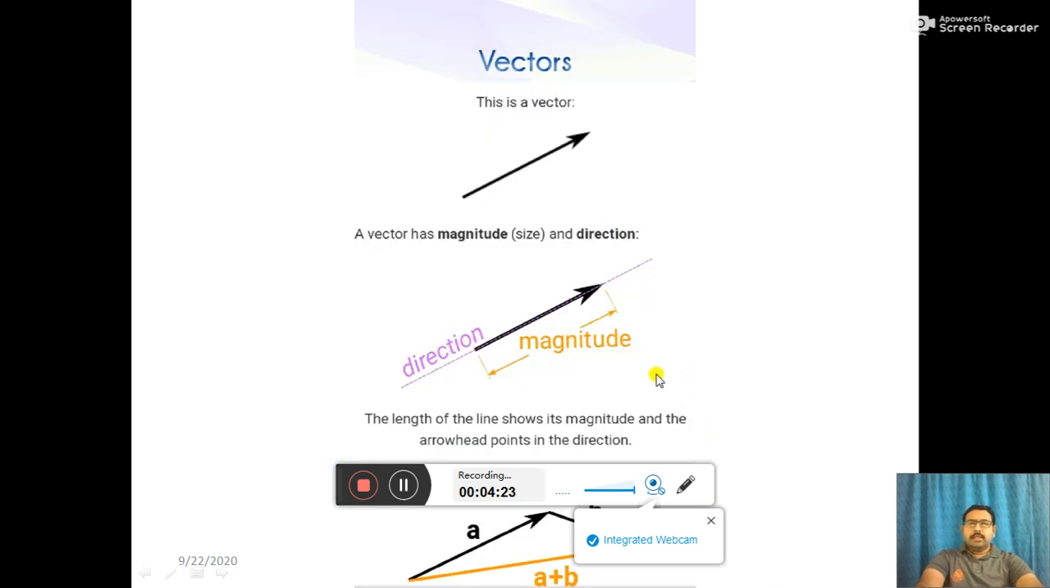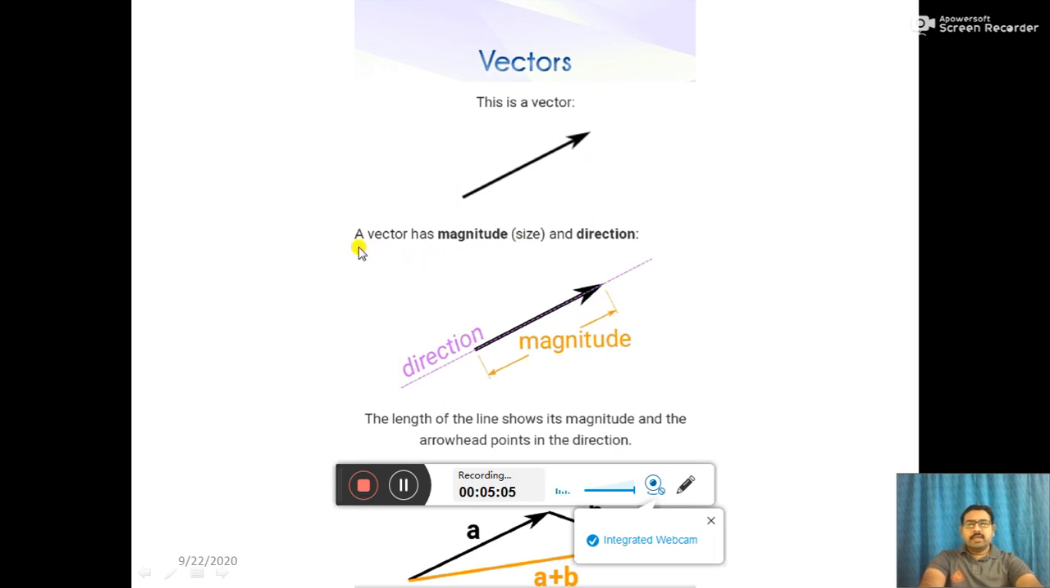Then vectors: the graphical representation is given here. A vector looks like an arrow mark. It mainly has two parts. The cap-like structure is known as the head of the vector, and the back side is known as the tail of the vector. The head of a vector is helpful to find the direction, in which direction it is pointing.